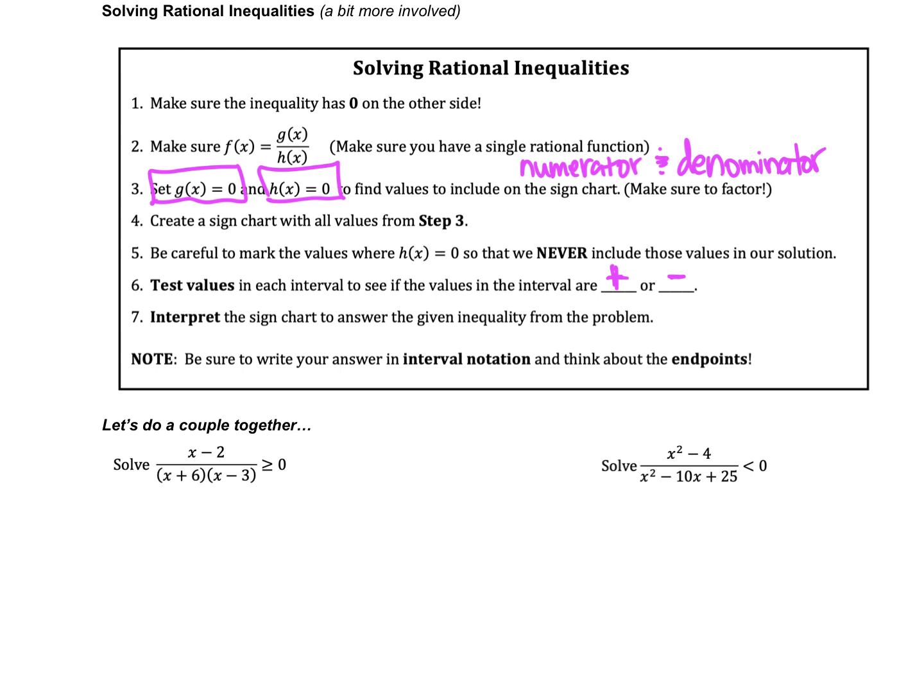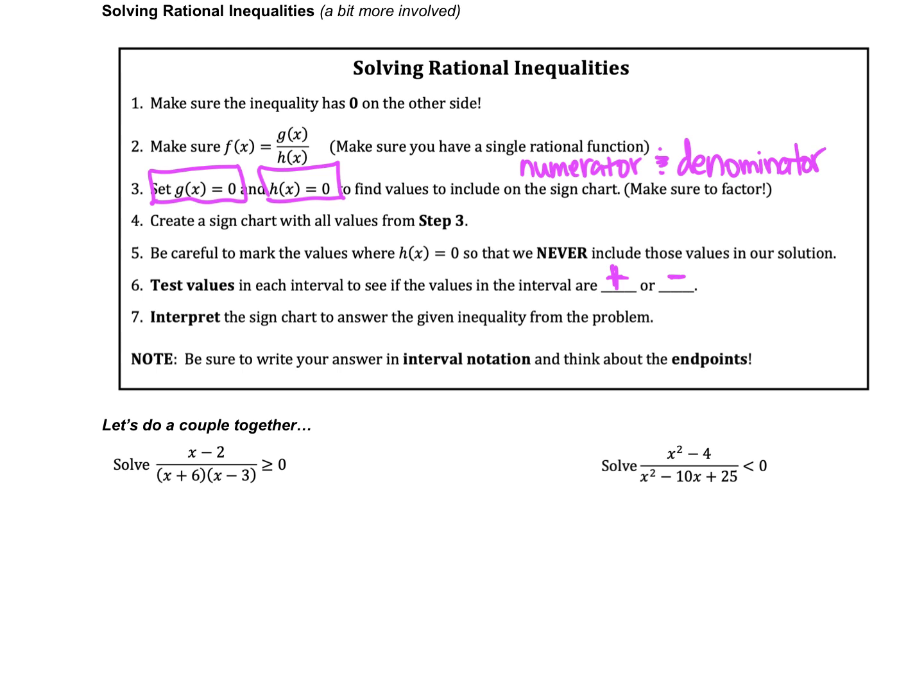So we're going to test values. This can all be done without a calculator, okay? We're looking at positives and negatives, and we'll walk you through my thinking on this. This will show up again later in this unit, so it's something we need to get a good handle on, okay? And then we'll write our answer in interval notation, all right? So let's take a look at some.